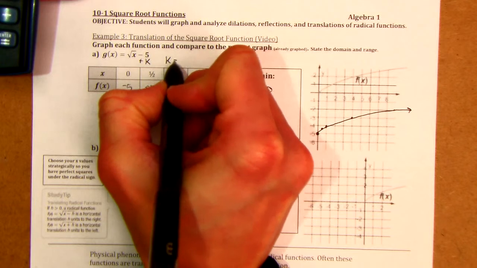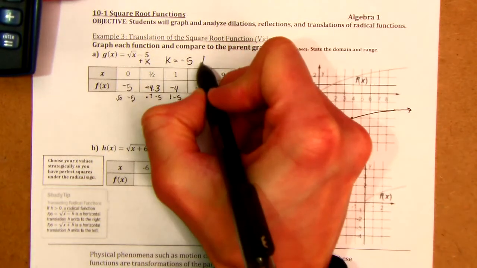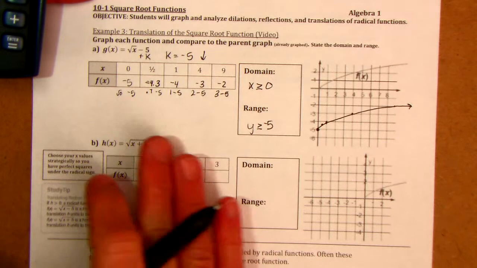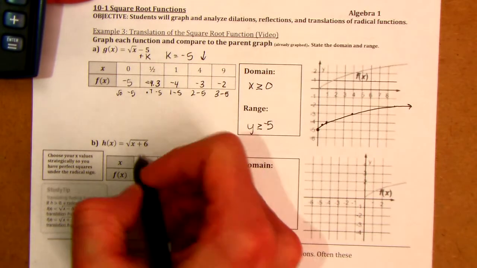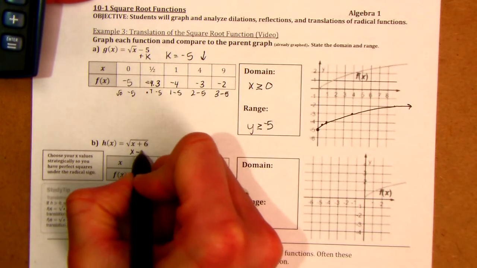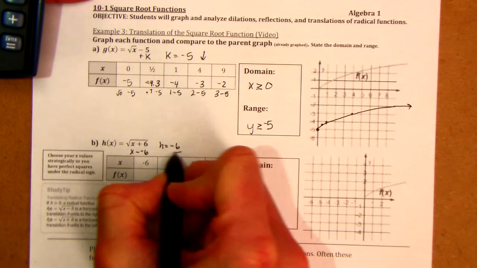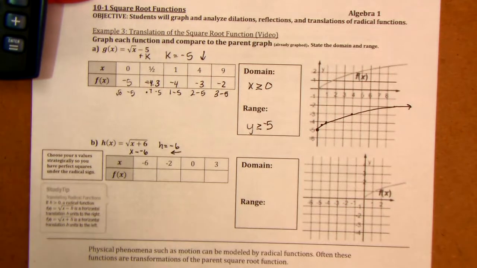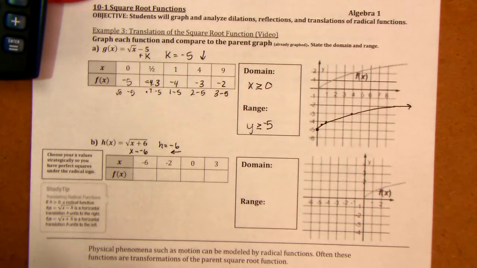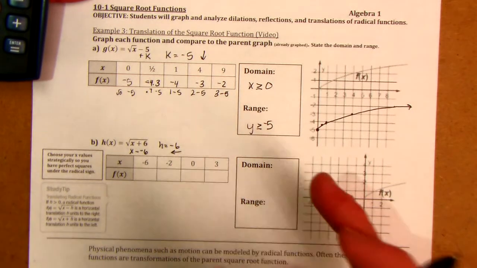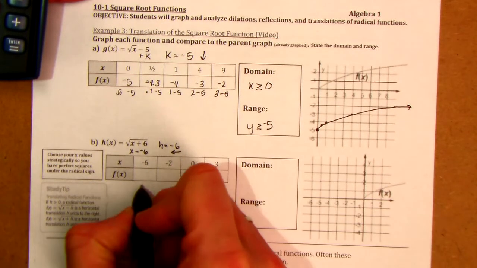Okay, take a look at B. Now I can guess what this one's probably going to do. My h, minus negative 6, so h is negative 6. So we are going to move left 6. But let's just plug those in. All right, let's plug in negative 6. So negative 6 plus 6 is 0. So the square root of 0 is 0. So negative 6, 0.